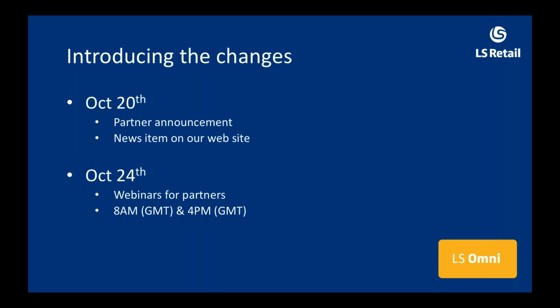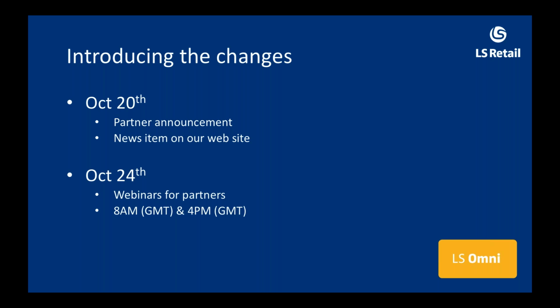All right, so how are we communicating this to our partners? Well, on Thursday, October 20th, we sent out the partner announcement, which you all received, along with posting a news item on our lsretail.com website. And now today we are doing two webinars for our partners, one now at 8 o'clock GMT and one at 4 o'clock in the afternoon GMT, catering to different time zones.